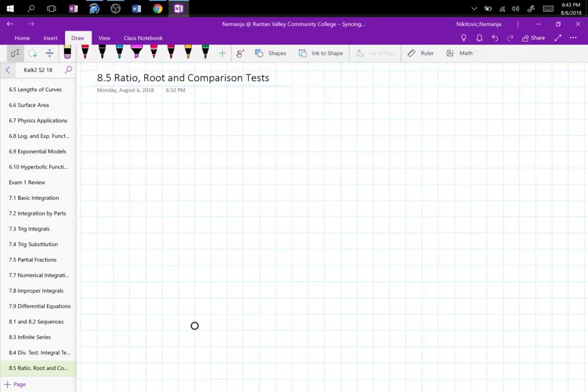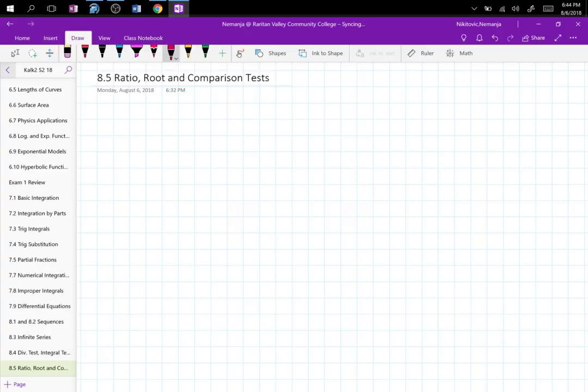Hello and welcome back to Calculus 2. We have section 8.5 with another 4 tests: ratio test, root test, direct and limit comparison tests. The ratio test is one of the most important tests, especially because it's the one we are going to use for power series, and it's used later in mathematics as well. So really the one that you should know.